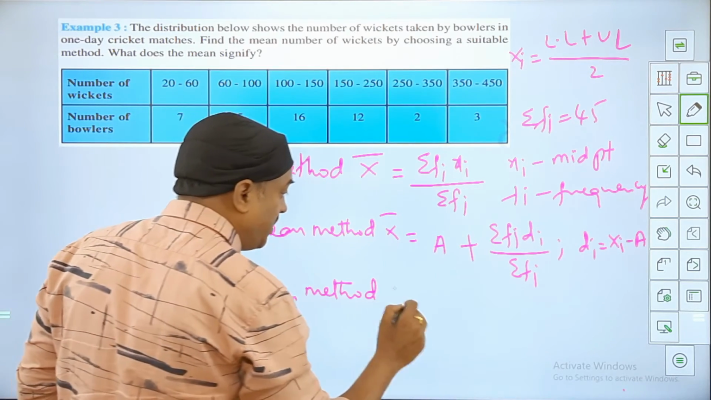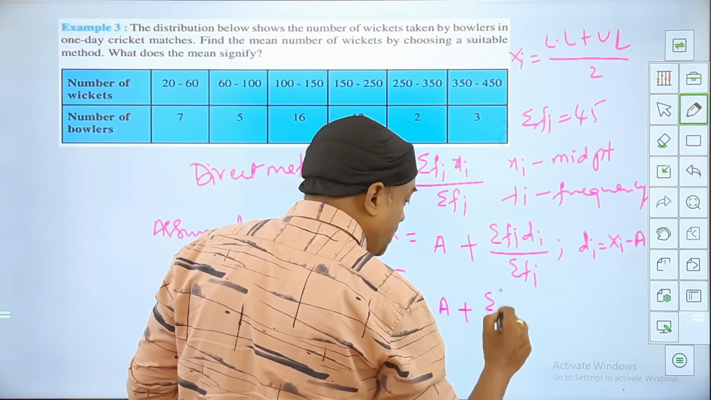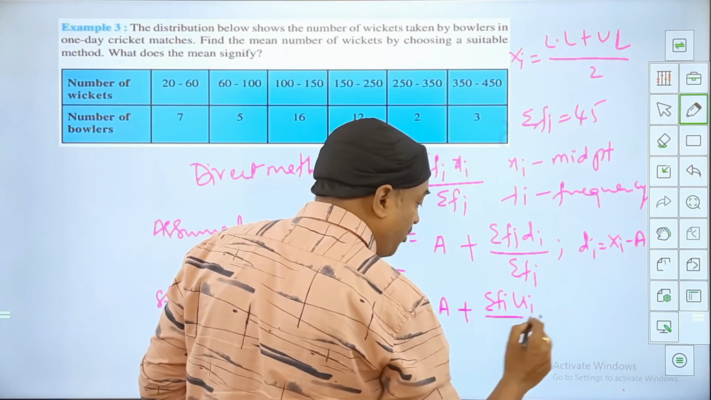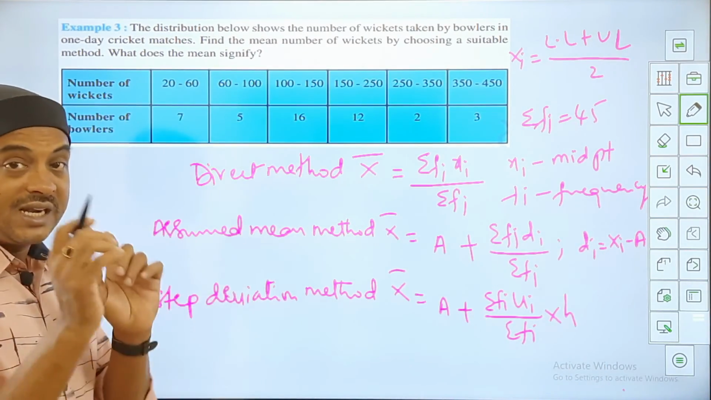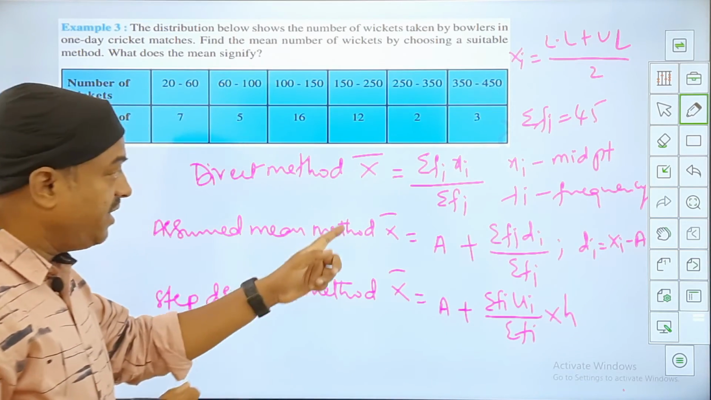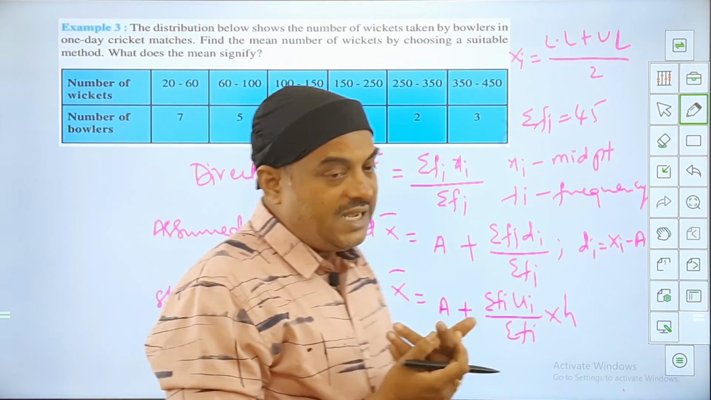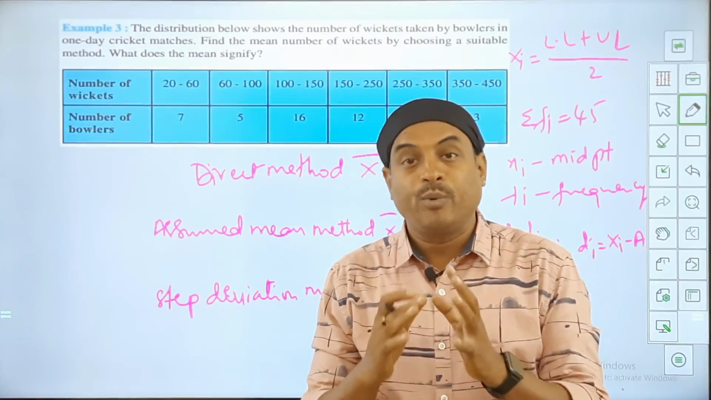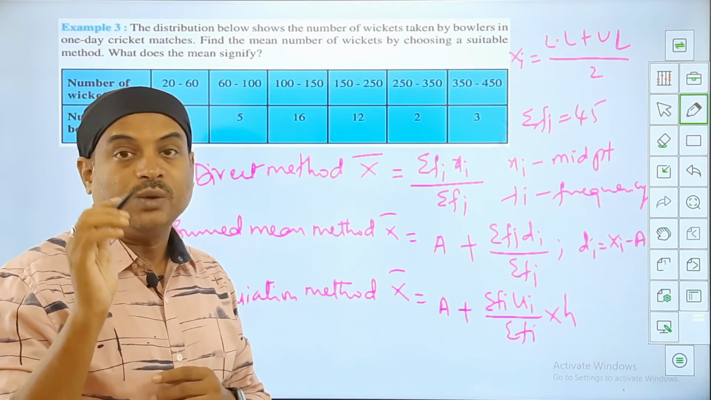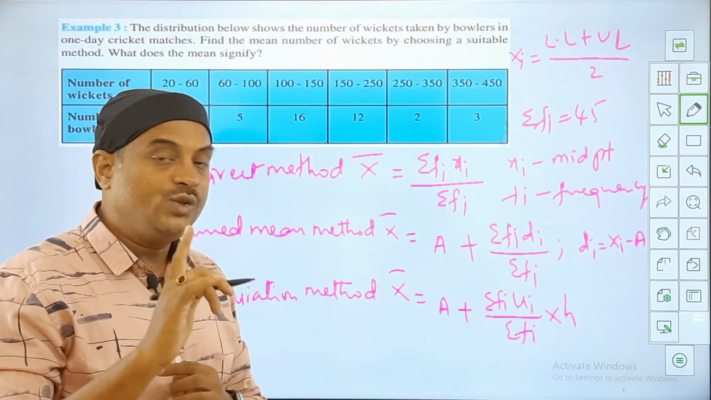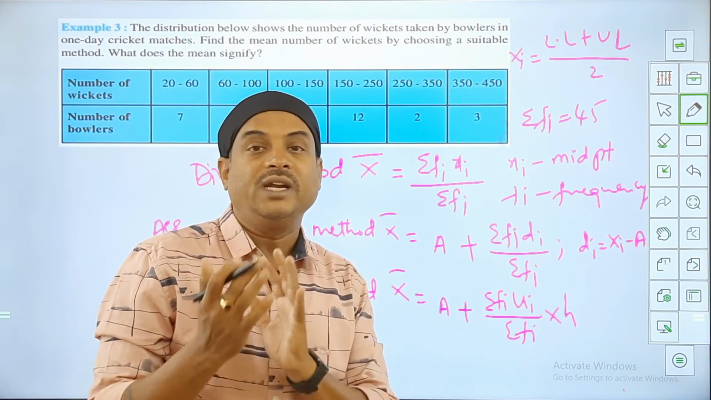What is the step deviation method? It is a small change in the previous formula: A plus summation fi ui upon summation of fi, into h. What is h? Class size, if you remember. So these are the formulas you need to remember while finding mean. Normally in the question they'll say use an appropriate method to find mean, so it is up to you to select which method you want to use. I'll be showing you all three methods, so you can get clarity and reduce the calculations.